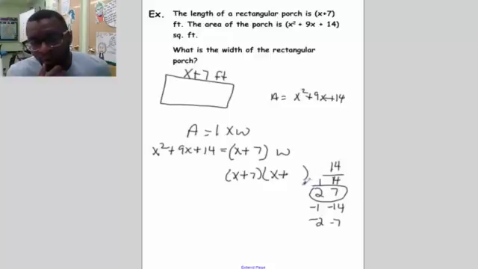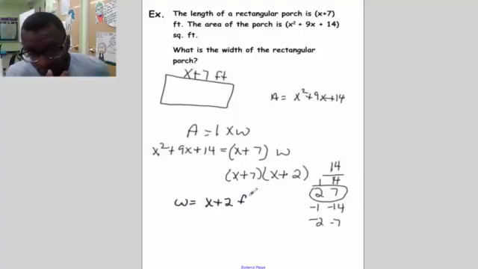Okay, so here we know that our factor pair is 2 and 7, so we need to insert the 2 here because we already have the factor of 7. And so our width is x plus 2 feet. Okay, and that is the end of today's lesson.